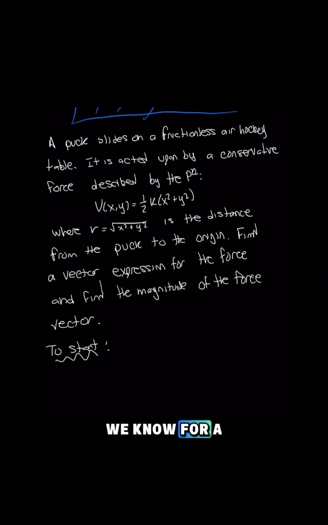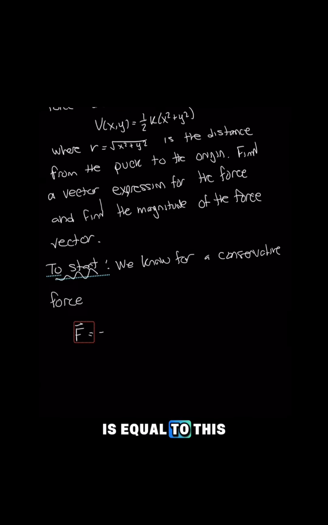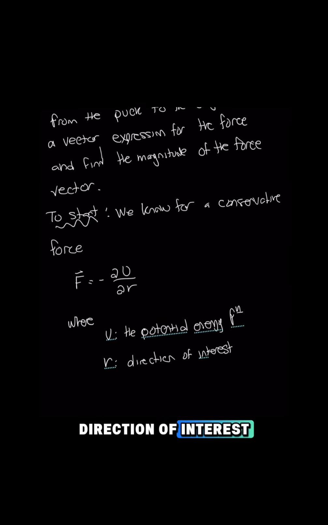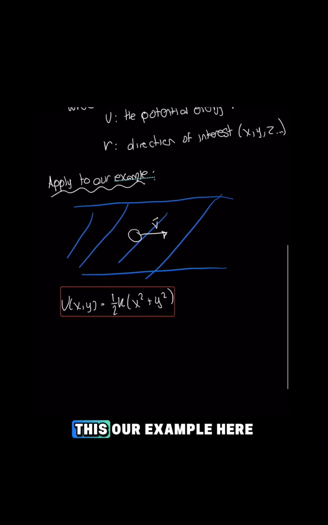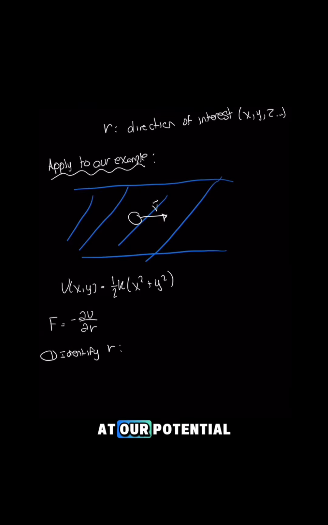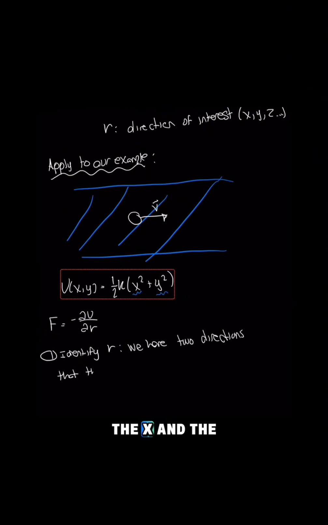To start, we know for a conservative force, the force is equal to this, where U is the potential energy function, and r is the direction of interest, which could be x, y, z, any direction. So we can apply this to our example. This is our example here, and this is our potential energy function. The first thing we have to do is identify what r is. If we look at our potential energy function equation, we have two directions that the potential energy acts on, the x and the y.